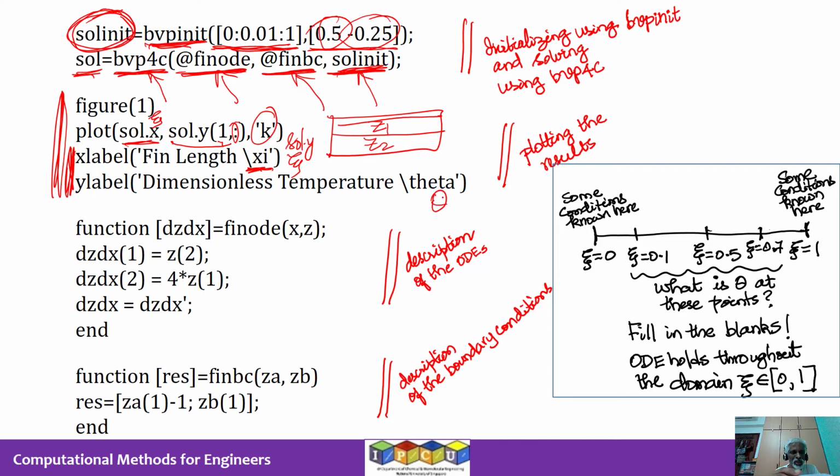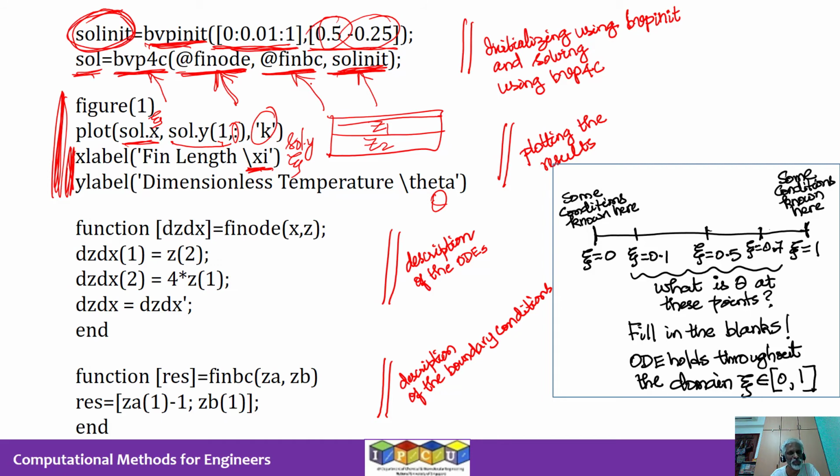All right, so this is for plotting once I get the solution, sol. Now I have to specify the ordinary differential equations and the boundary conditions. This may look daunting right now, but you will see it is quite easy.